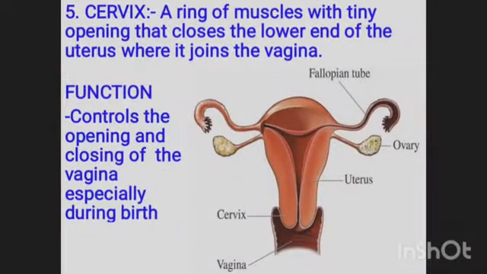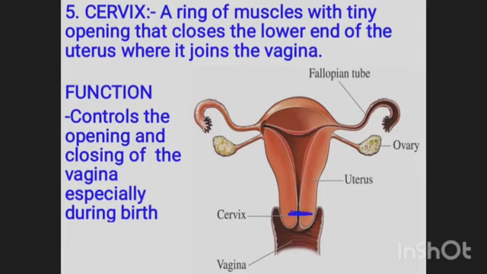We have the cervix, and the cervix is a ring of muscles with a tiny opening that closes the lower end of the uterus where it is joined to the vagina. So the cervix is a ring of muscles. All right, it's a muscle, not a bone. It's a muscle rather, with a tiny opening that closes the lower end of the womb or the uterus where it joins to the vagina.